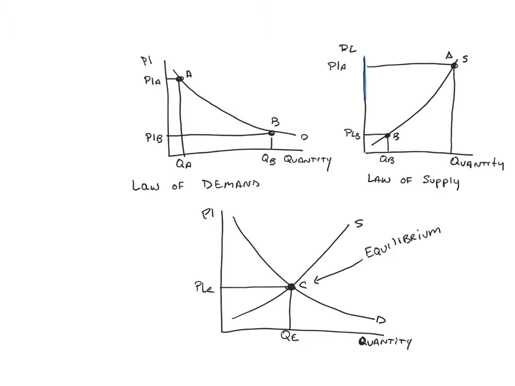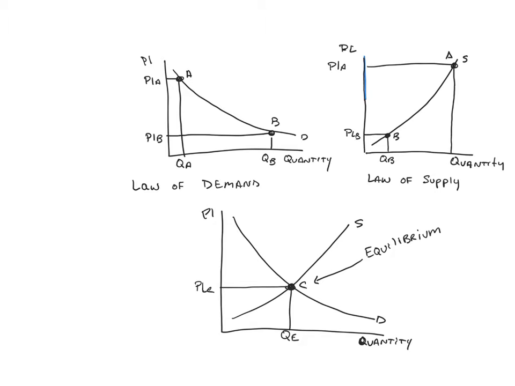I want to clarify some things that we've been learning. You've already kind of learned about demand and supply, so this is really a review for you. But let's go ahead and go over it. The law of demand says that at higher prices, consumers will purchase less of it.